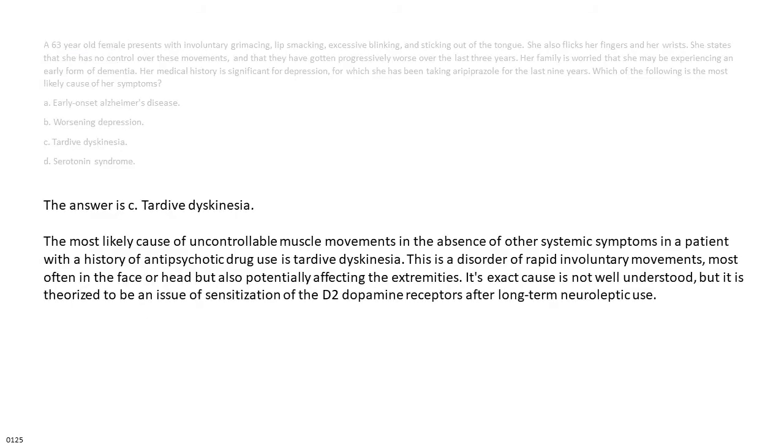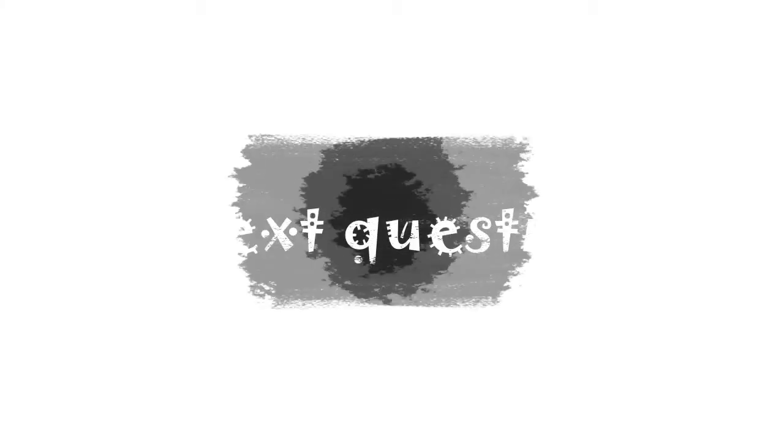The answer is C. Tardive dyskinesia. The most likely cause of uncontrollable muscle movements in the absence of other systemic symptoms in a patient with a history of antipsychotic drug use is tardive dyskinesia. This is a disorder of rapid involuntary movements, most often in the face or head but also potentially affecting the extremities. Its exact cause is not well understood, but it is theorized to be an issue of sensitization of the D2 dopamine receptors after long-term neuroleptic use.